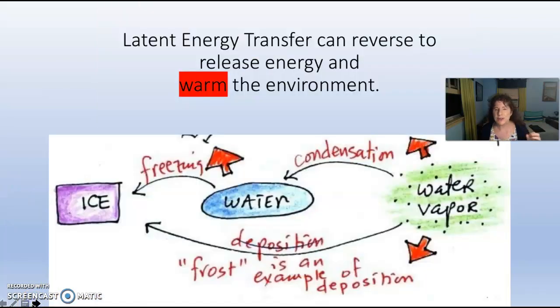Now, latent energy transfer can also reverse. And instead of absorbing energy from the environment, latent energy transfer can release energy to the environment. And in releasing energy to the environment, it will do the opposite. It will warm the environment. So previously we had talked about energy being absorbed from the environment and leaving the environment cool. Now we're talking about energy releasing to the environment and warming that environment.